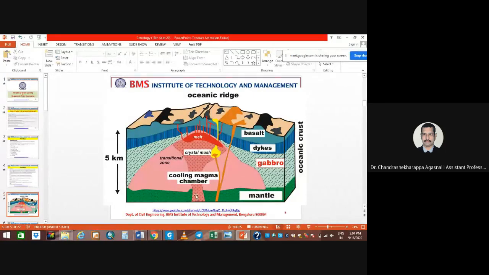Right. So this is the magma chamber. This is the mantle part, the middle part of the internal structure of the earth. This is gabbro here, and dikes and basalts. And this is completely the oceanic crust.